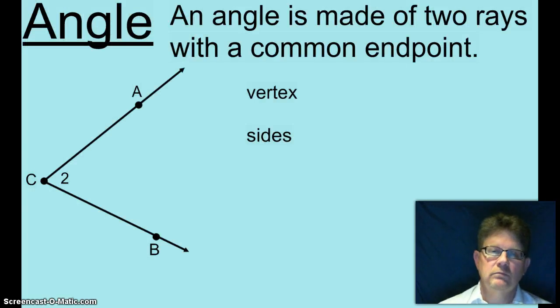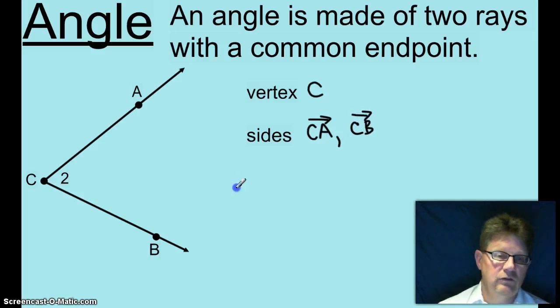Okay, an angle is made up of two rays with a common endpoint. That common endpoint is called the vertex. So the vertex here is C. The two sides are rays. So when somebody asks you to find or name the sides of an angle, make sure you give me rays. Ray CA and ray CB.